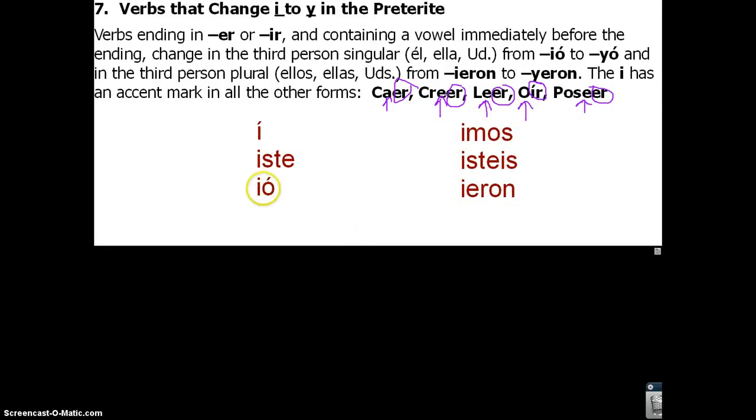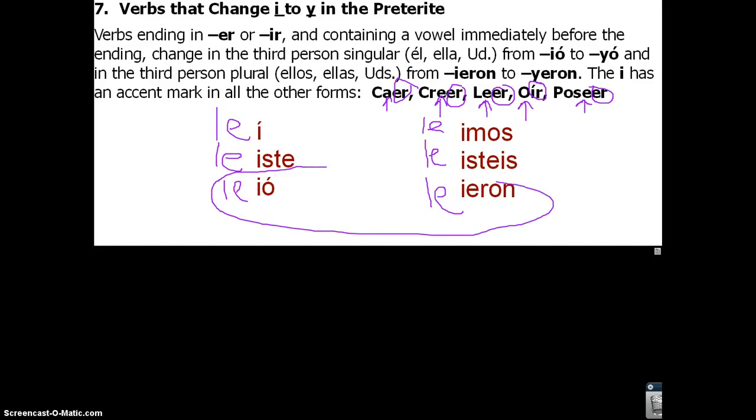So here are your normal endings for an ER IR verb, which you know all start with the letter I: í, iste, ió, imos, isteis, ieron. If I was to conjugate leer, I would put LE in front of all of these endings. But because there's a vowel in front of the endings, I have to change the I to a Y in this box and this box. So what do we call those two together? We call them the slippers. So these are the verbs that change from I to Y in the slipper.